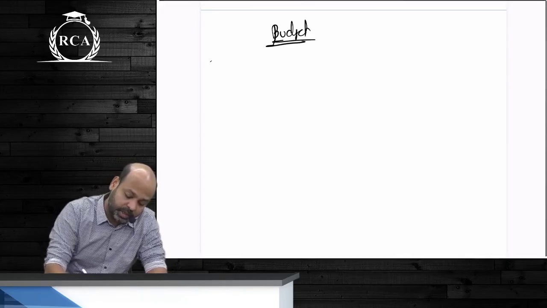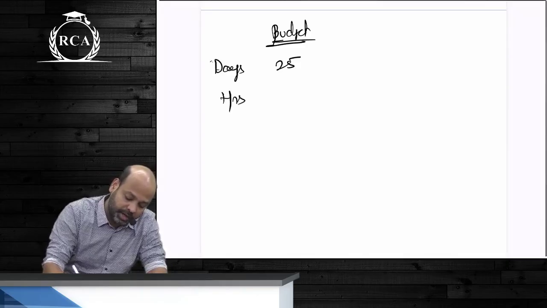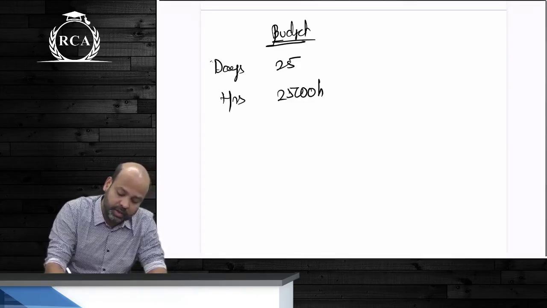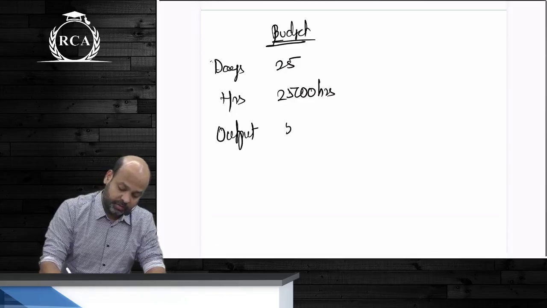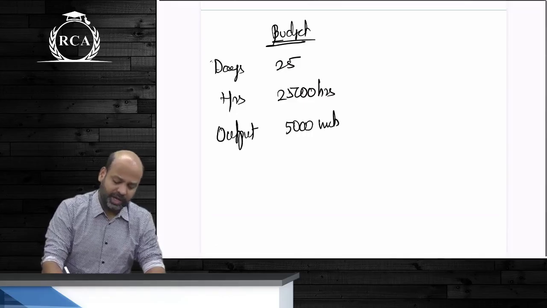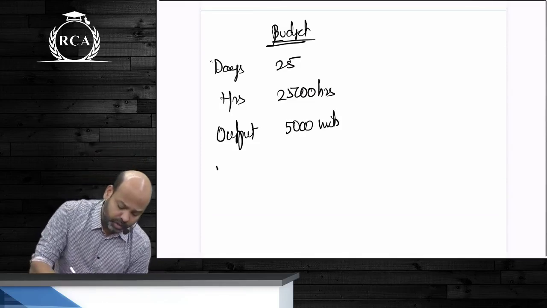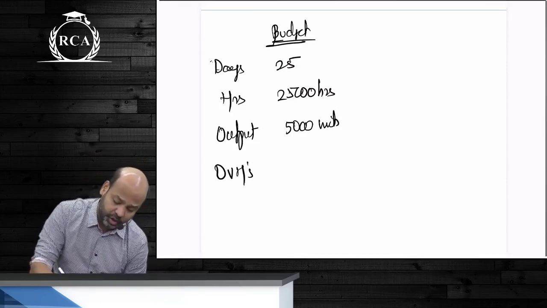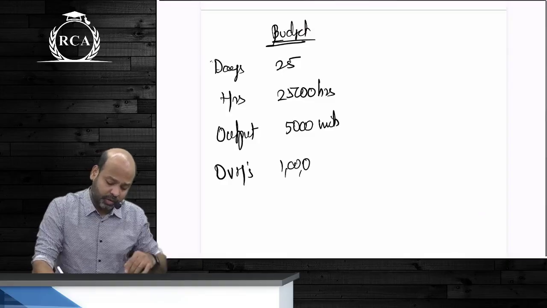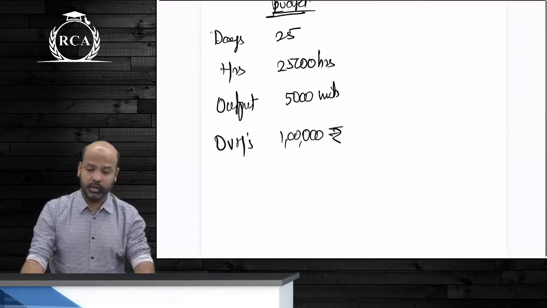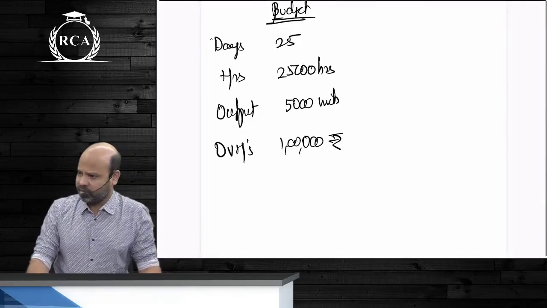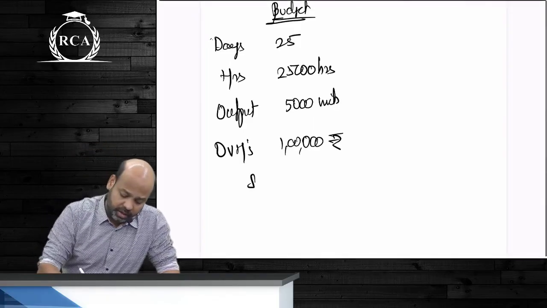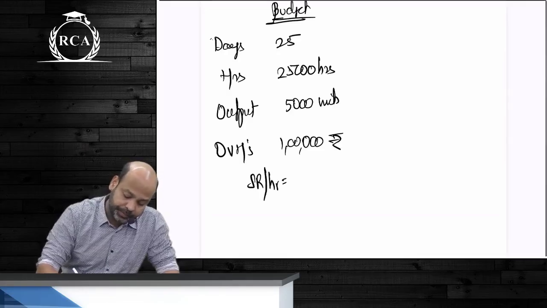Now, guys, I'll replace those questions with output. Let's say as per the budget, the number of working days were 25. The total number of hours were 25,000 hours. The output that you were supposed to manufacture beta was 5,000 units, 5 hours per unit. The total amount of fixed overheads that you were supposed to incur beta is 1 lakh rupees. Following? Yes or no, guys? Random figures है बेटा, ठीक है. Standard rate per hour कितना हो जाएगा?